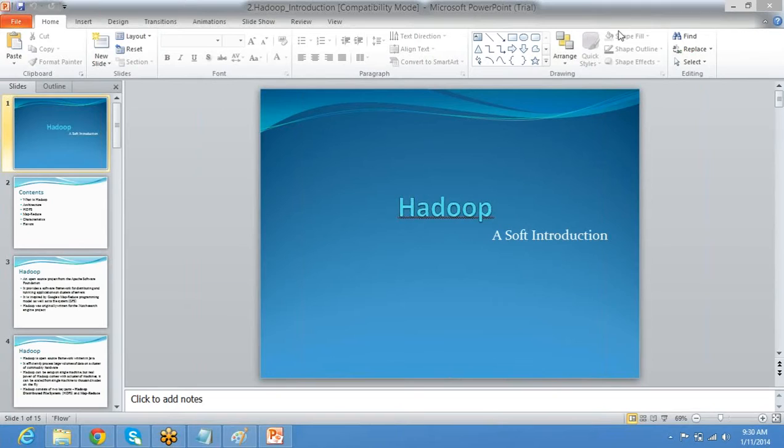So after finishing this session, we'll again go to the previous slide and we'll see how Hadoop can solve all the problems that you're facing with the conventional technologies. So let's start with Hadoop. I would like to welcome you to the world of big data, the world of Hadoop.